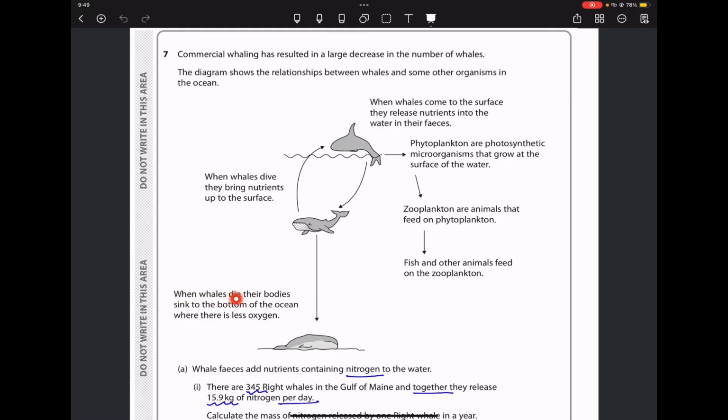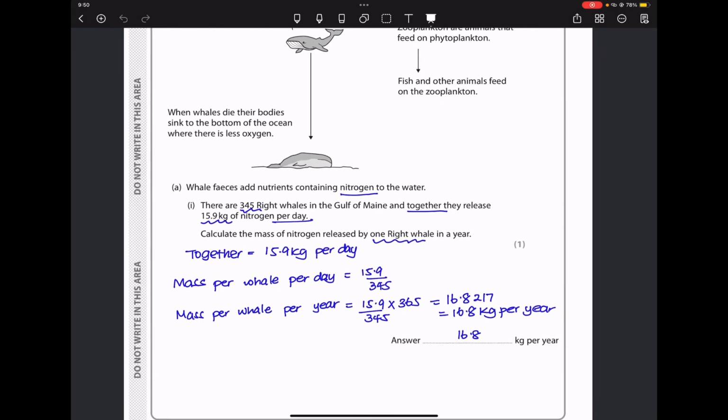And they say when whales die, their bodies sink to the bottom of the ocean where there is less oxygen. If there is less oxygen, there is going to be less aerobic respiration, so less decomposition. And another thing, the nutrients from their decomposition will not come to the surface. When whales dive, they bring nutrients to the surface. So they dive and bring nutrients. The nutrients in their fecal material are going to aid the phytoplanktons in order to grow.